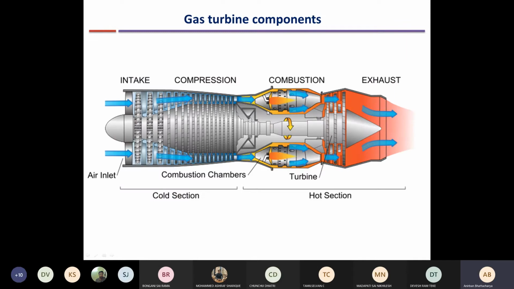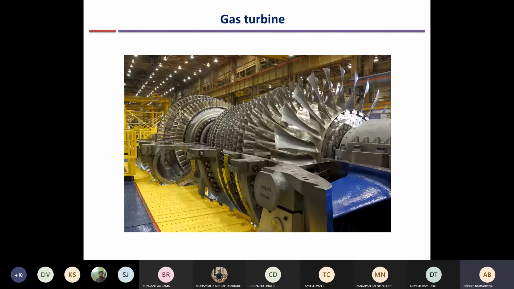So I will come to the schematic also. So the second part is the combustion chamber. In between the turbine and the compressor, there will be multiple combustion chambers which are spread around in the annular region between the shaft and the casing.